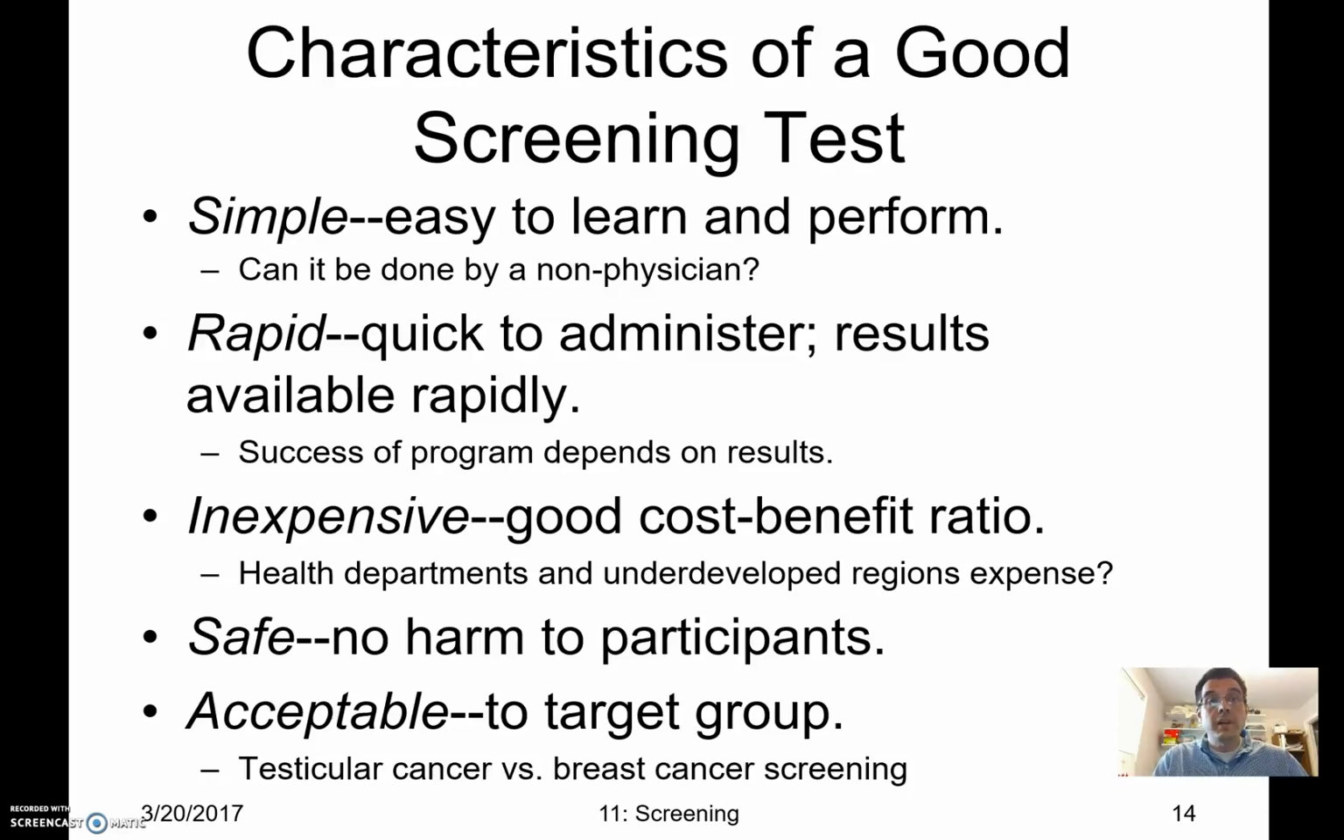Are they willing to do and accept to complete the test? For example, we know that mammograms are widely accepted as a screening tool for breast cancer. But when we look at, for example, testicular cancer, there is good screening tests that are available, but it has not been widely accepted by the target population. And so that's where a good screening test, in order for it to be implemented and to be used, it needs to be simple, rapid, inexpensive, safe, and acceptable.